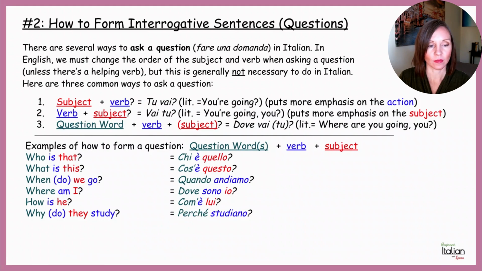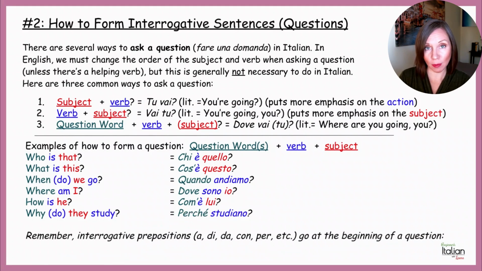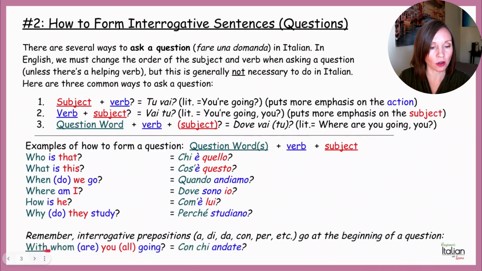And remember, interrogative prepositions such as a, di, da, con, per, etc., go at the beginning of a question. Okay, if you recall from earlier in the course, we talked about that. So, with whom are you all going? Con chi andate? Okay, con chi andate? So, con is with. With whom is chi? So, con chi, with whom. Andate, are you going? Okay, in the plural here, in the second person plural.